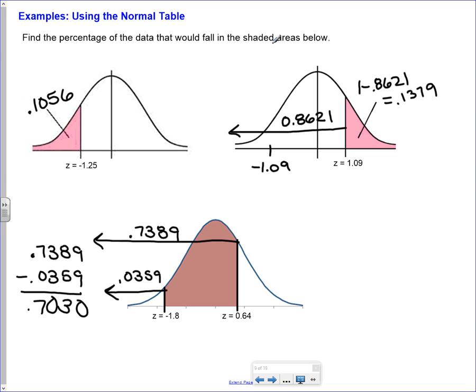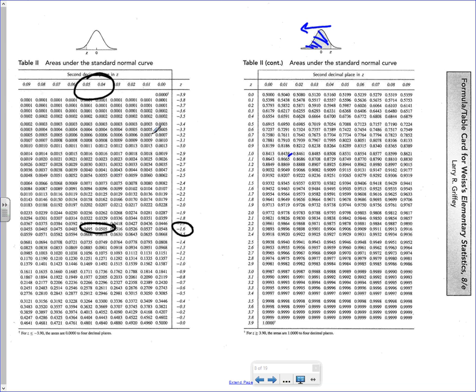So find the percentage of the data that would fall in the shaded areas below. We're looking for this pink area here. Z equals negative 1.25. Notice that these have already been converted to Z values, so we can go straight to the normal chart. So Z equals negative 1.25. So I'm going to go over here.